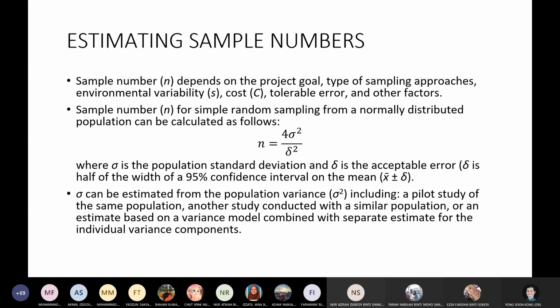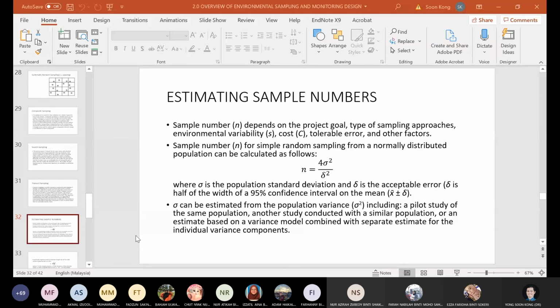Just curious, how many of you have already enrolled and taken statistics? Have you all taken statistics here?